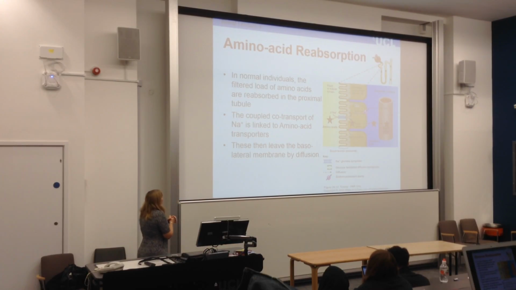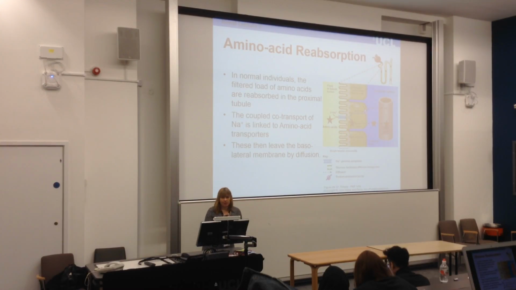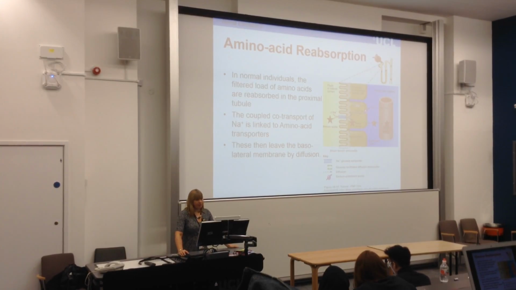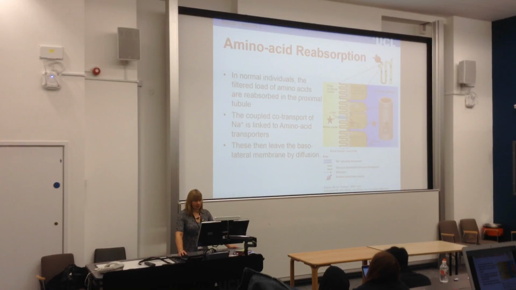The same goes for amino acids. It's almost an identical process. So in normal individuals, the filtered load of amino acids is reabsorbed in the proximal convoluted tubule. Again, it's a co-transport with sodium, requiring the activity of the sodium pump on the basolateral membrane to drive an amino acid transporter that moves 2 molecules of sodium for every amino acid that it pumps into the cell. With the amino acids leaving through other mechanisms on the basolateral surface to be taken back up into the peritubular capillaries.